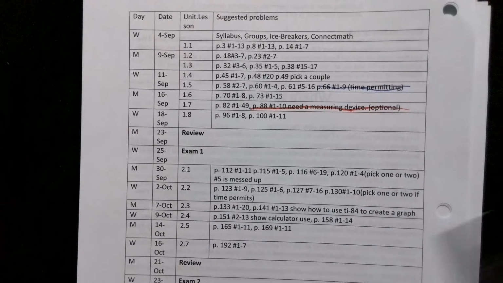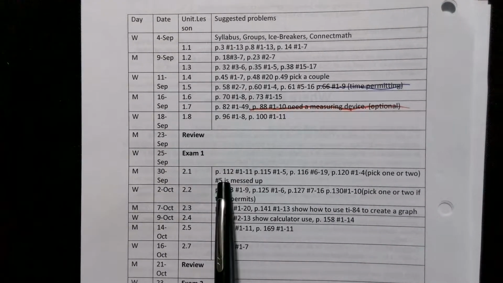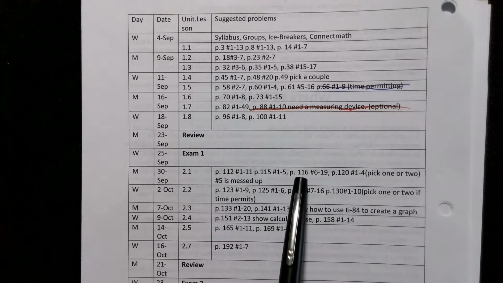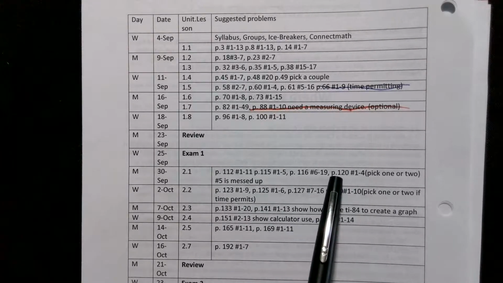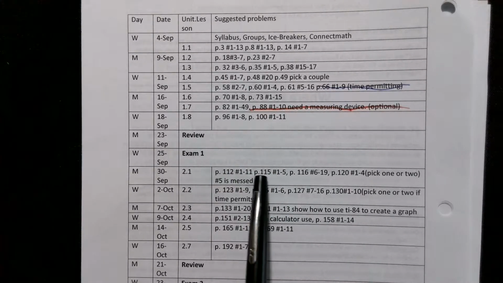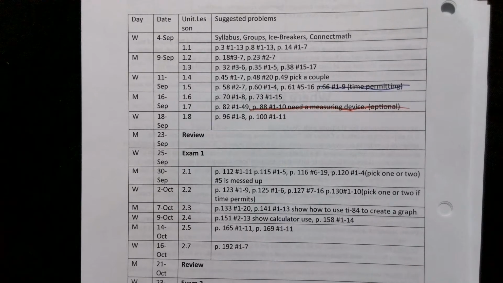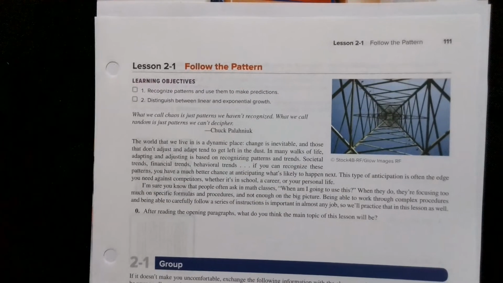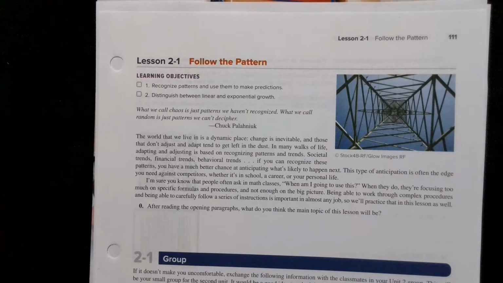Hello class, we're about to start section 2.1, which is stated here in our syllabus is supposed to cover the following pages: page 112, page 115, page 116, and page 20, and also provides the numbers that we're supposed to complete. Now, on page 111, we have the start of lesson 2.1, which is follow the pattern.